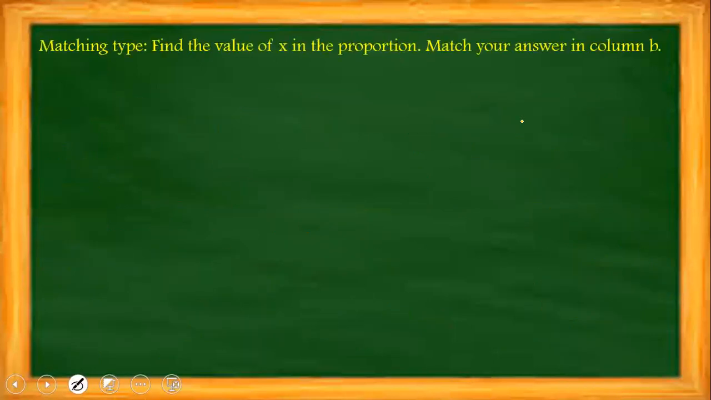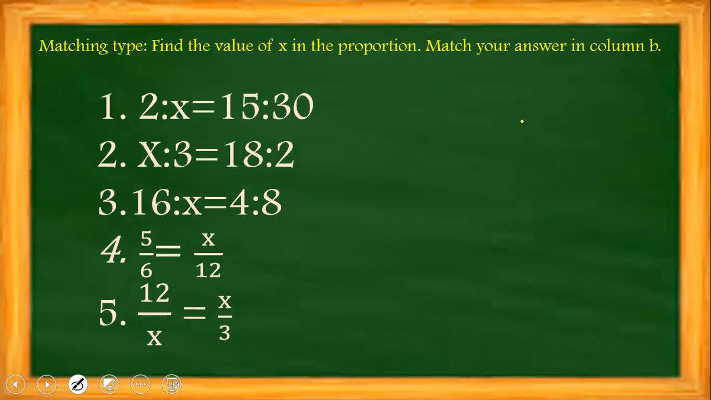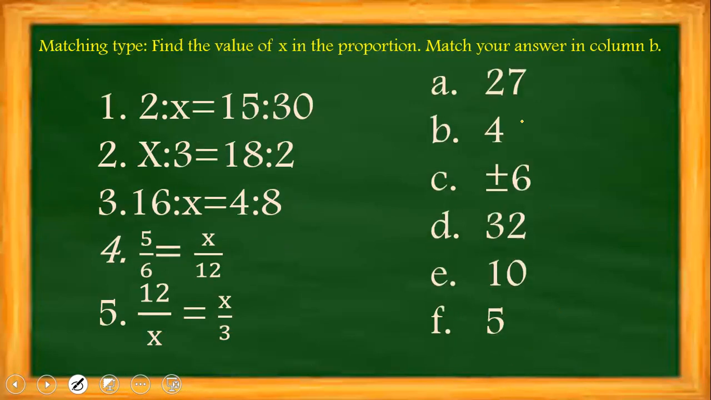Now, let's test if you learned something about the properties of proportion. In matching type, find the value of x in the proportion. You're going to match your answer in column B. These are given, and these are the choices. Number one, what do you think is the answer? You can use scratch paper if necessary.